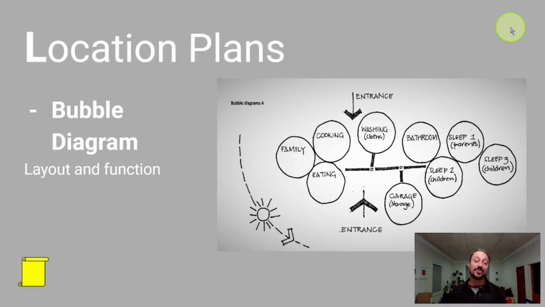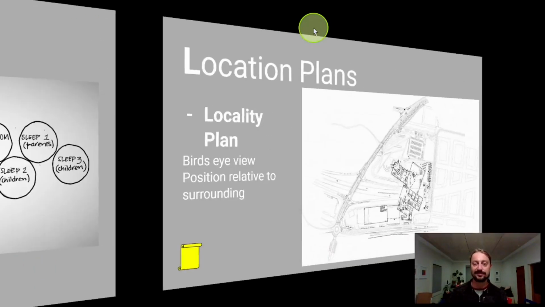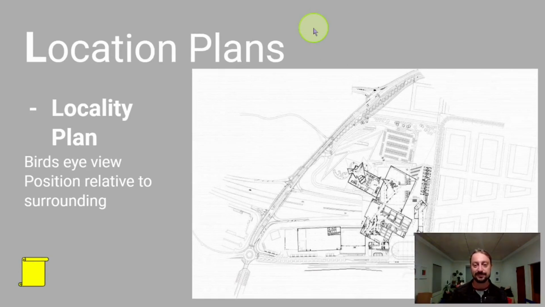The first one that you will notice is the bubble diagram. The bubble diagram is a loose sketch showing layout and functionality. Later on, that will be developed into the floor plan. Locality plan is a bird's eye view showing the project positioned relative to its surroundings. It also helps establish the impact of the project on different buildings or different buildings on the project.